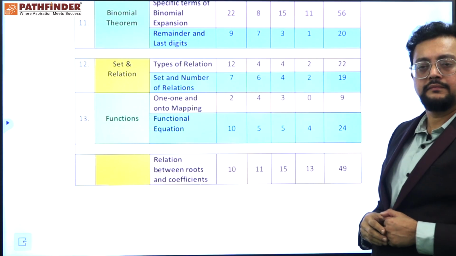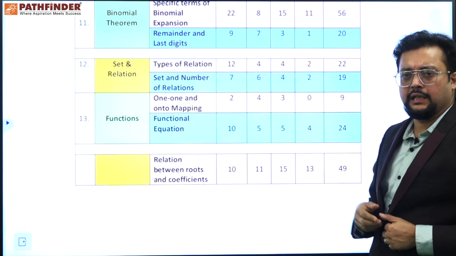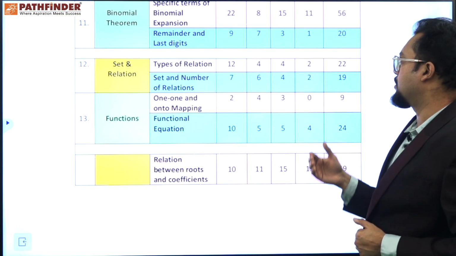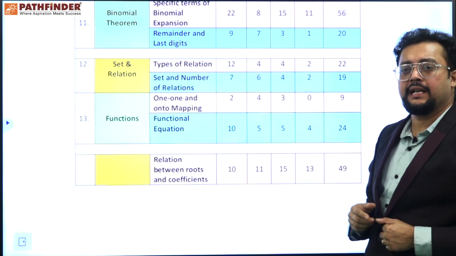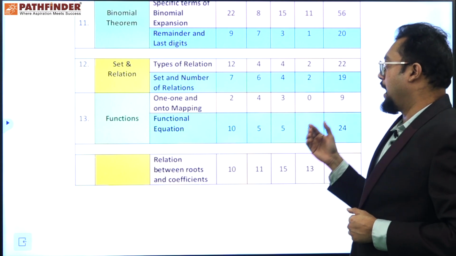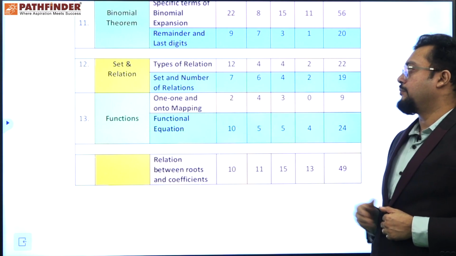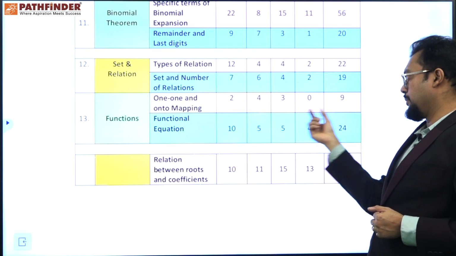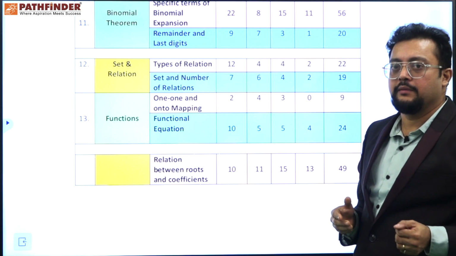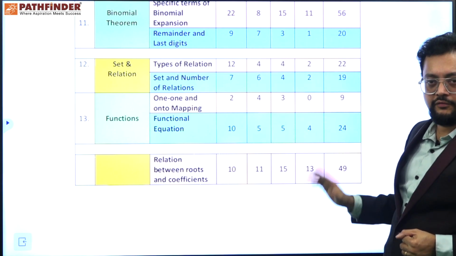Set and relation, that means types of relation, and they ask whether they are reflexive, symmetric, equivalence relations or not. Those are the majority of the problems. And also set and number of relations they ask. Again, from functions, it's type of mapping, that means 1-1 and onto mapping is the problems, and functional equation, they form a very important basis over here, because 24 problems have come in the last 4 years.